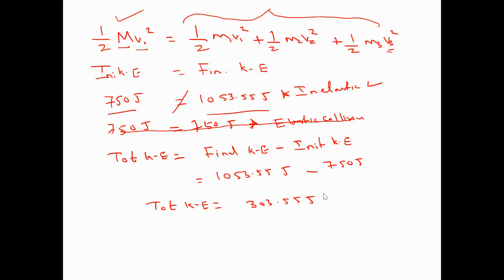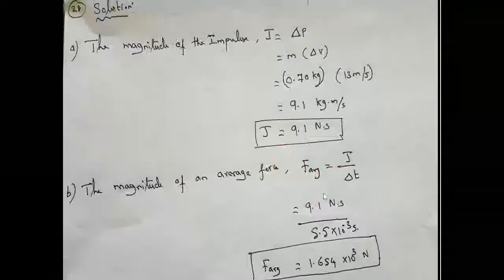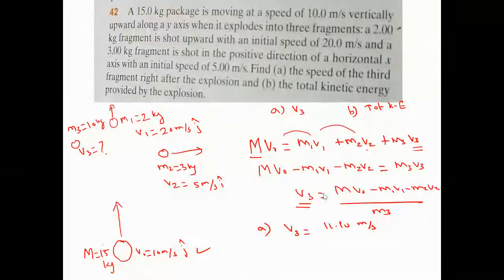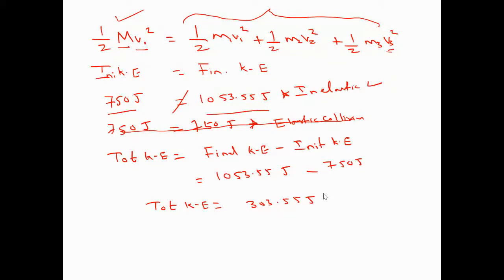Brother, how will you add? Initial speed, final speed, so you have to subtract. They have clearly mentioned what type of information is given here: total kinetic energy provided by the explosion. That means before the explosion and after the explosion. So when you subtract the initial from the final, you will get the total energy from the explosion. Am I right? Yes. That's why I subtract the final minus the initial.